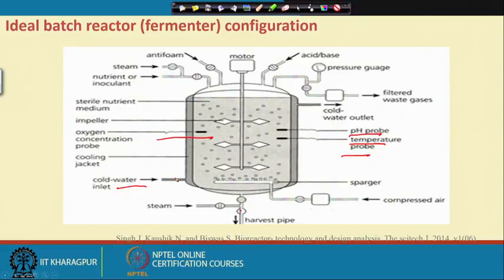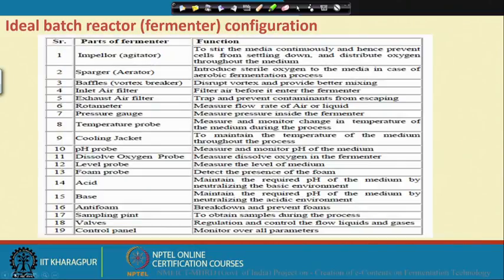We should have the cooling arrangement, the cooling jacket, and a nutrient addition like this. And this is the motor through which agitation takes place. Acid and base are added with the help of a pump. A pressure gauge is used to monitor the pressure of the particular reactor. Now these are the different accessories that we attach to the reactor or bioreactor that I already pointed out before. I don't like to discuss more.